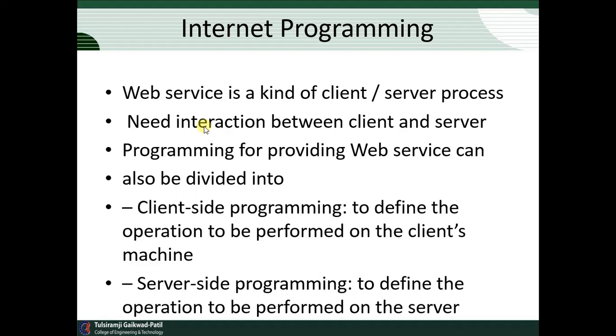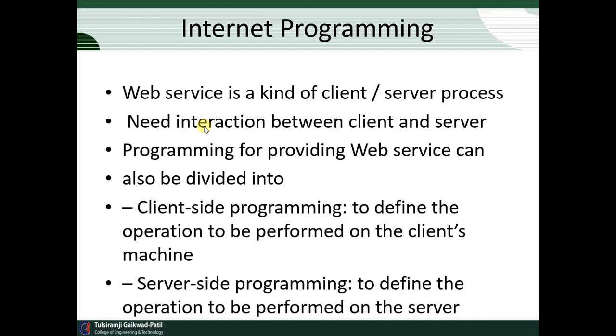It has two most important things, that is called a client and a server. That means the client sends a request to the server, and in response to that request the server sends a response to the client. That is called the interaction between client and server. While using internet programming, this interaction between client and server is very important.